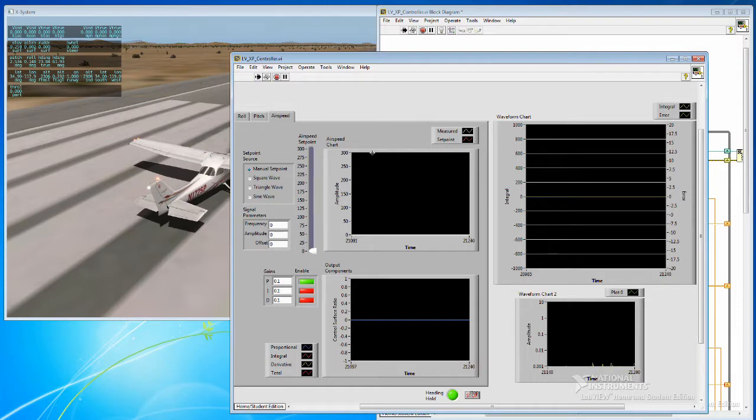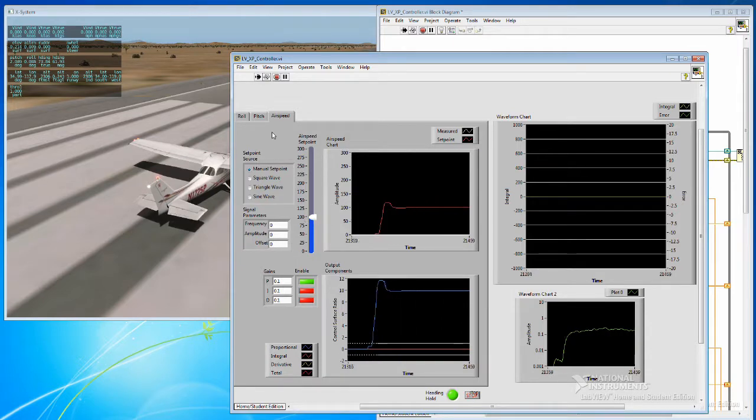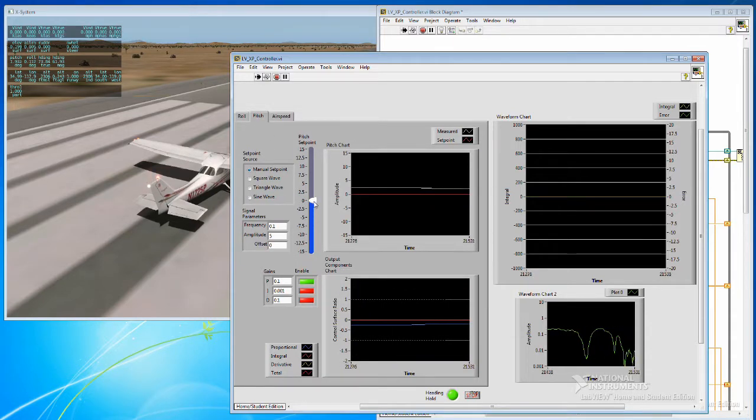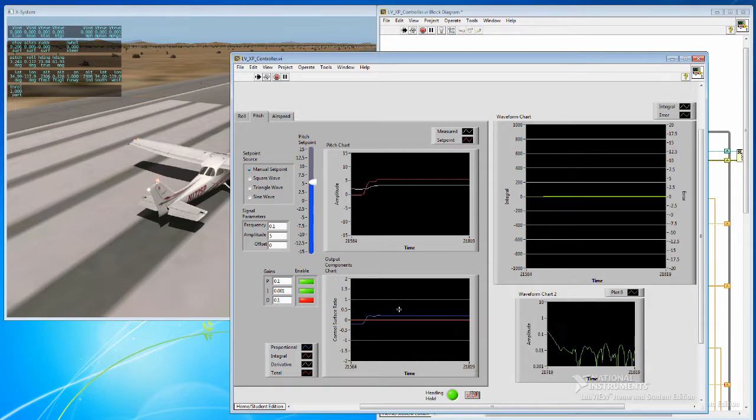We have heading hold enabled. We'll set our airspeed set point. We'll set pitch for, say, 5 degrees, and we'll enable our integrator, and nothing happens, and that's our intended behavior.